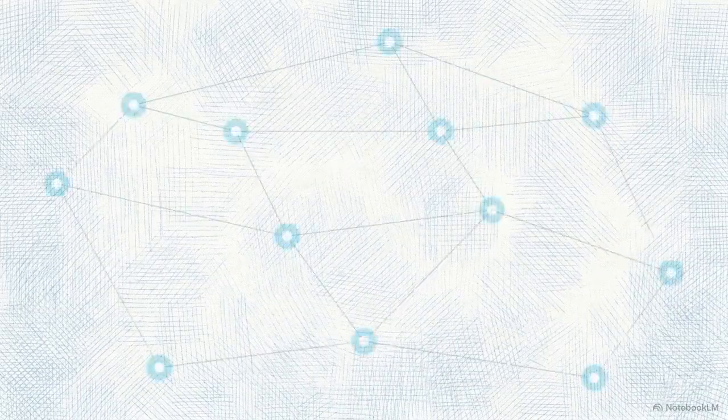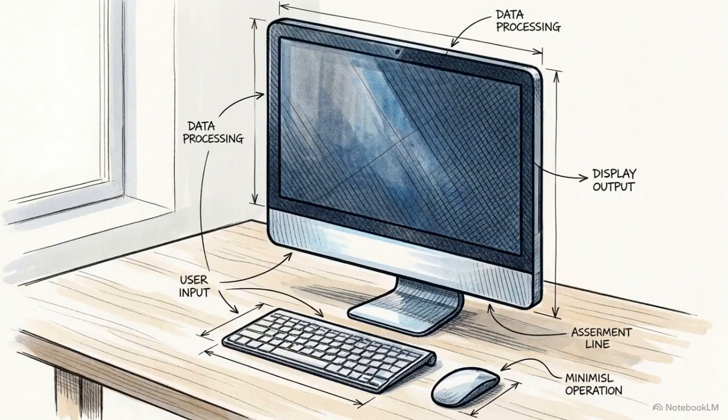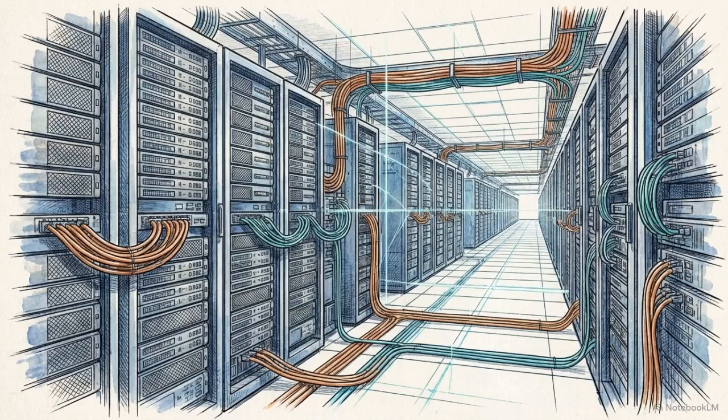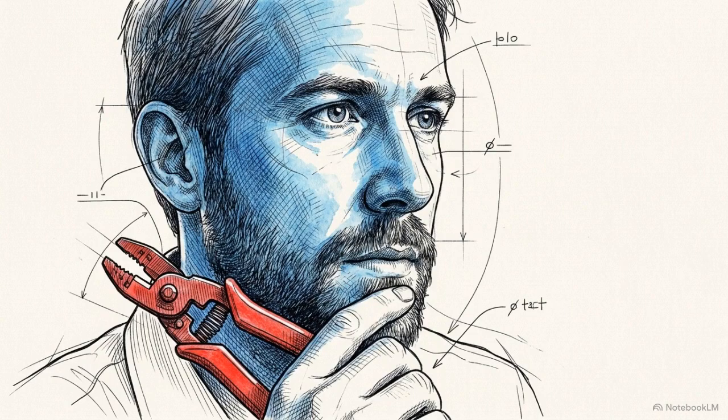Every modern network, whether it is a small home setup or a massive global enterprise, is built on a strict division of labor between three elements: end devices, intermediary devices, and network media. We are going to construct a modern enterprise network from first principles. We will start with a single room and scale our way up to a global infrastructure. Grasping this physical and logical architecture is the absolute baseline requirement for modern systems engineering and troubleshooting. You have to know how the machine is built before you can fix it.